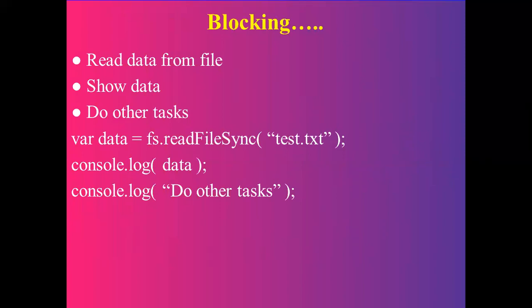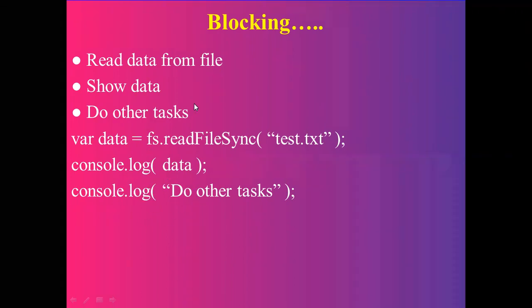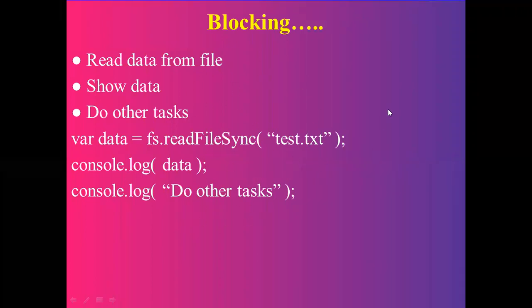So here you can see, read the data from the file, and we have to show the data. Here you can see const data equals fs.readFileSync. We are going to read this file in blocking mode. Then we write console.log(data), which contains what it read from the file. Otherwise we print "do other task". This is the synchronous way. That means we have to wait if that file needs any IO operations.